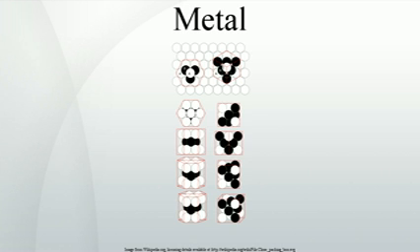Ferrous metal. The term ferrous is derived from the Latin word meaning containing iron. This can include pure iron, such as wrought iron, or an alloy such as steel. Ferrous metals are often magnetic, but not exclusively.